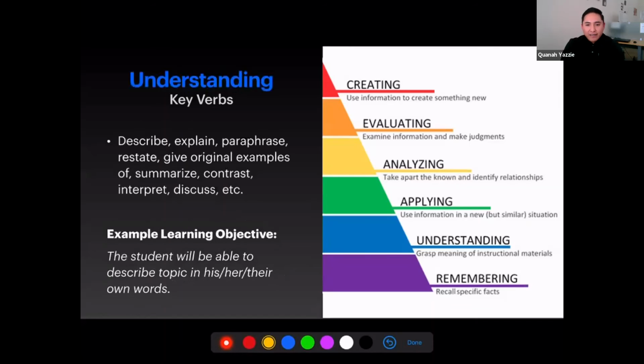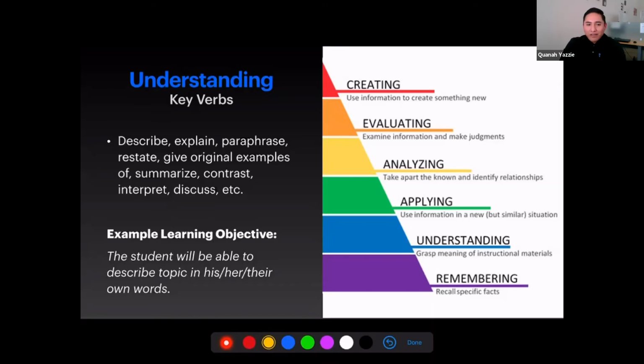And then understanding. As you can see, we started from the very top, using high order thinking. You can tell we're using a lot of our brain to create it, analyze it, and evaluate it. We're actually thinking about it. But now we know about it, now we're applying it, and now we just understand it from the back of our mind. There's not really a lot of thinking there because we already know it. So here: describe, explain, paraphrase, restate, give original examples of, summarize, contrast, interpret, and so forth.